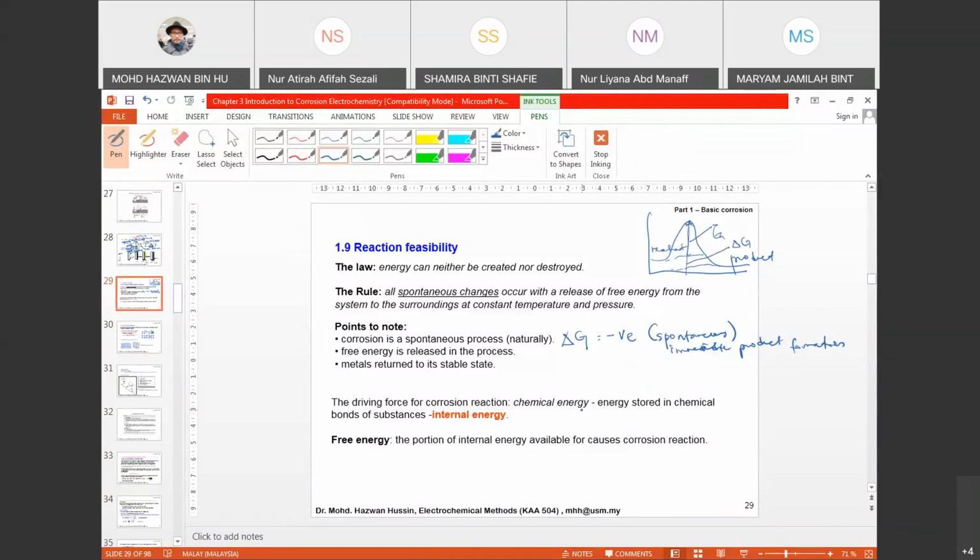Free energy is released in the process. The metal will return to its stable state. The driving force for the corrosion reaction is chemical energy, energy stored in the chemicals, and free energy means the portion of internal energy available for causing the corrosion reaction.